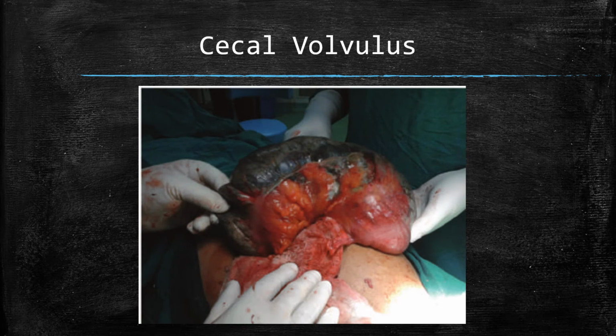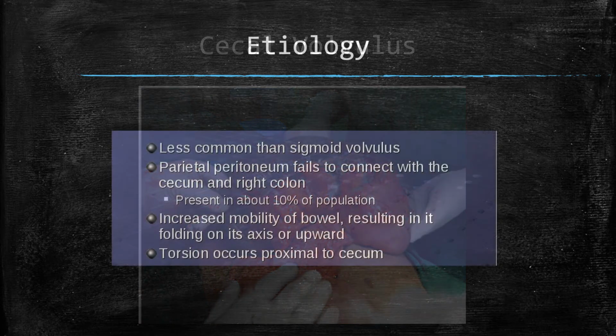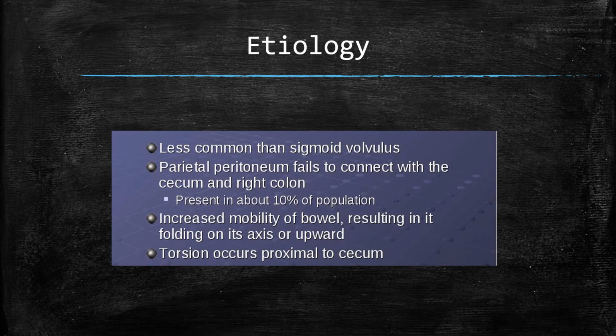Again, this is certainly what we don't want to see. Cecal volvulus, just like sigmoid volvulus, is a closed loop obstruction, and so ischemia and frank gangrene develop quite quickly. The etiology of a cecal volvulus is very different than that of a sigmoid volvulus.